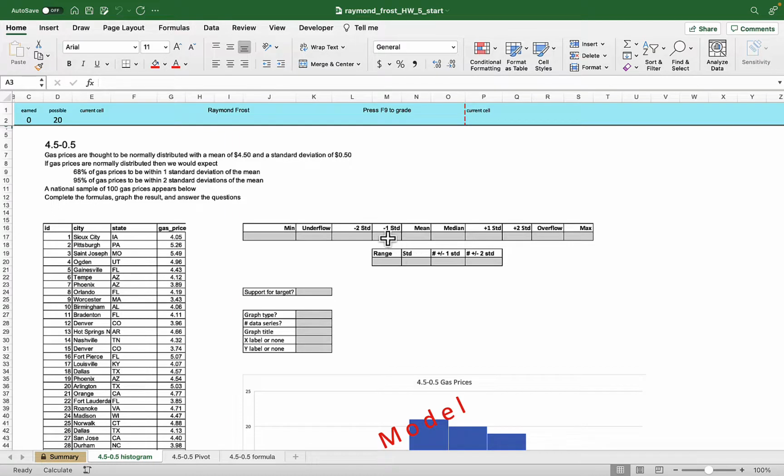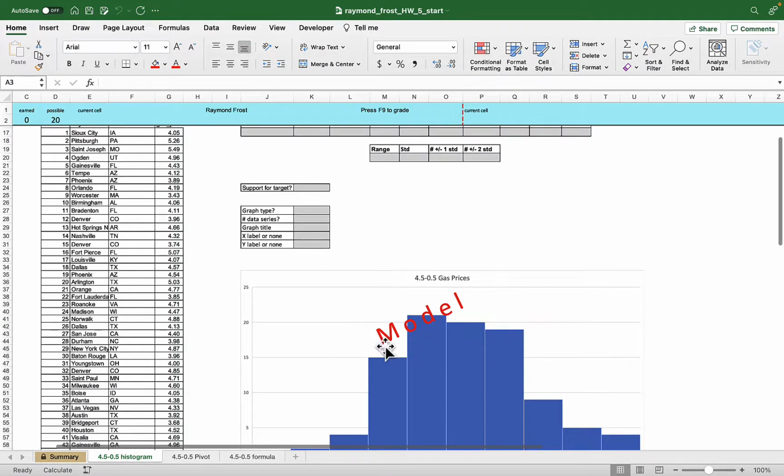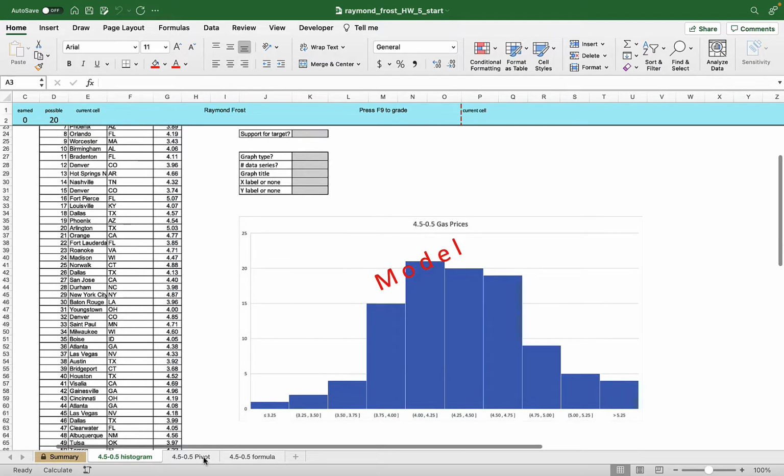And then you take the mean, subtract one standard deviation here, subtract two here, add one standard deviation, add two here. Then you use the COUNTIF to see how many values appear between minus one and plus one standard deviation of the mean, and how many values appear within two standard deviations of the mean. Then make your graph, and then answer the questions about the graph.